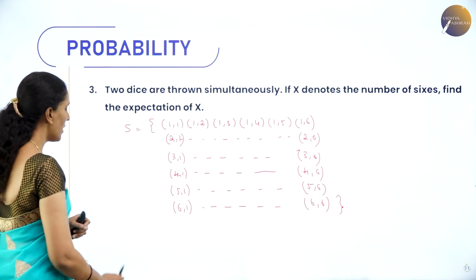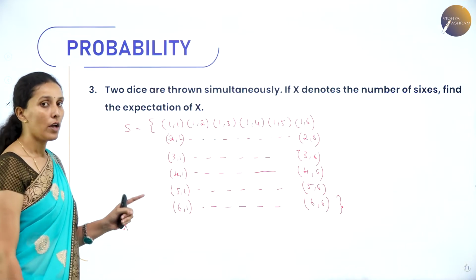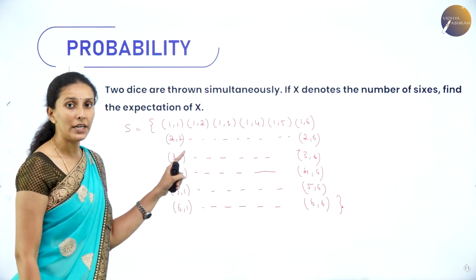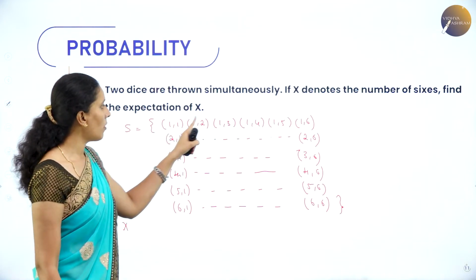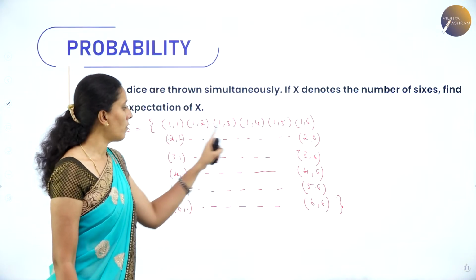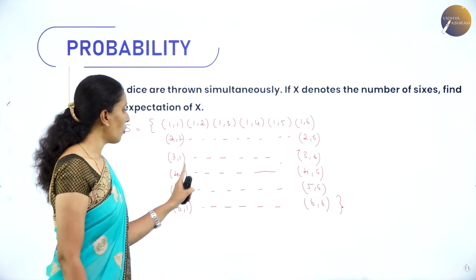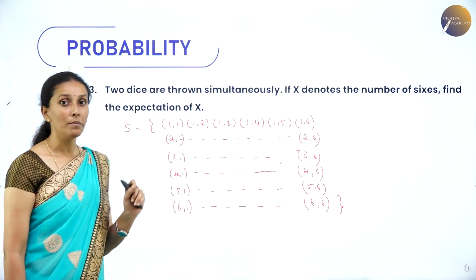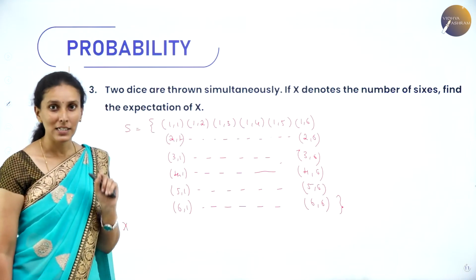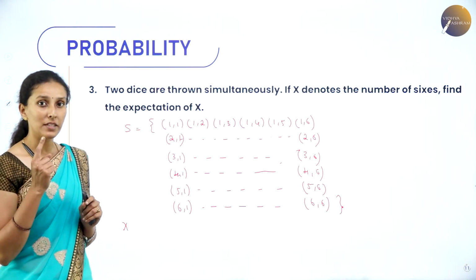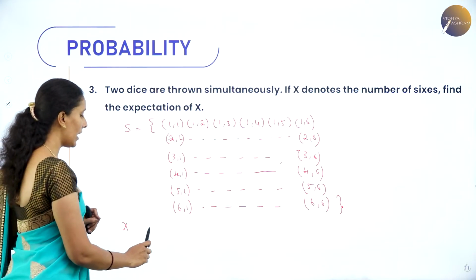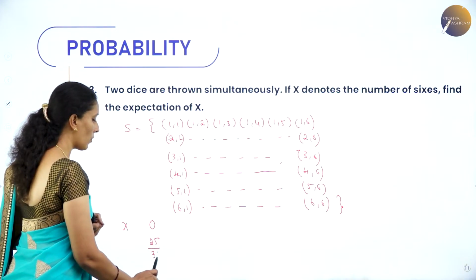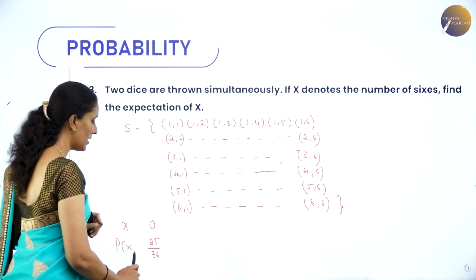Now my question is, my random variable is the number of 6s. So now here, how many outcomes do not contain 6? We can clearly see from 1,1 to 1,5, 2,1 to 2,5, 3,1 to 3,5, 4,1 to 4,5, 5,1 to 5,5. That is 25 outcomes that do not contain the number 6, and the total number of outcomes is 36. So therefore, we can clearly say that for 0, 25 out of 36 outcomes do not contain the number 6.